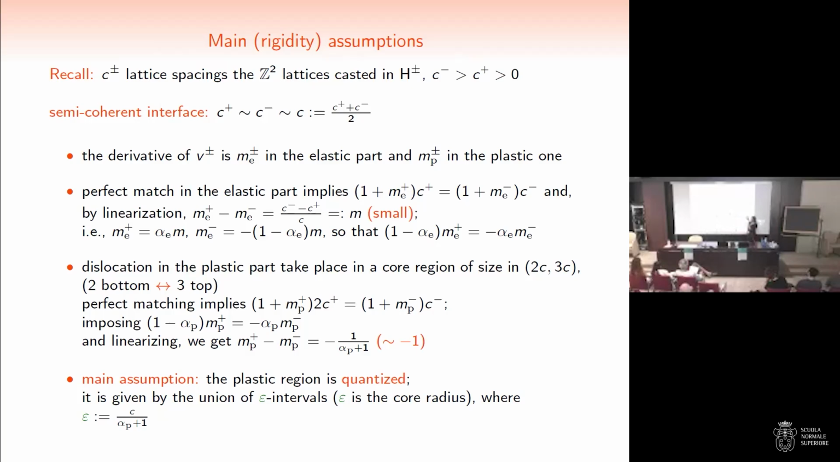Okay, so this is the rigidity assumption, and now I come to the most important rigidity assumption in my talk, namely that the plastic region is quantized. So the plastic region cannot be arbitrary. I assume that the plastic region, which is what I before called the dislocation core, is given by a union of epsilon intervals. Epsilon means the size of the core, and this epsilon is a multiple of C. This is quite reasonable in material science because everybody knows that the core is quantized, but from a mathematical point of view it is a very strong assumption.